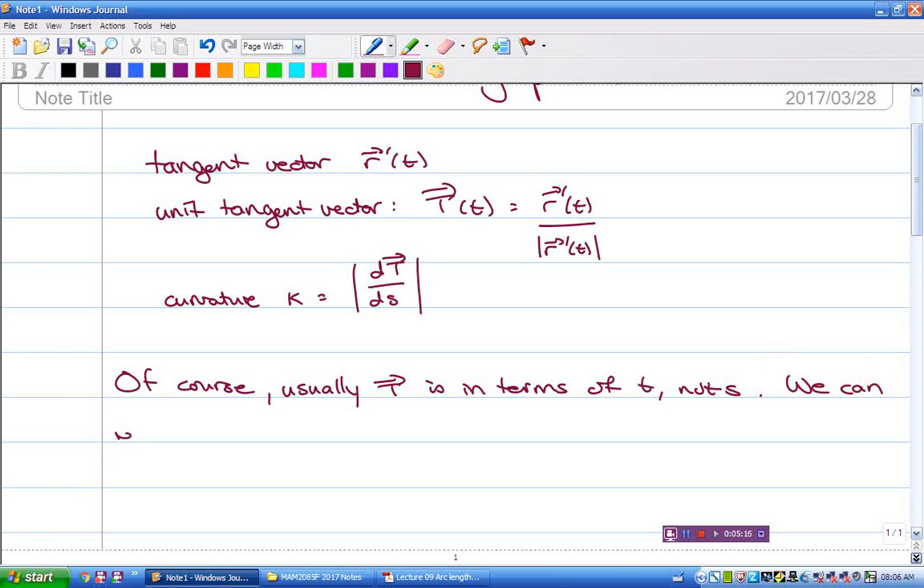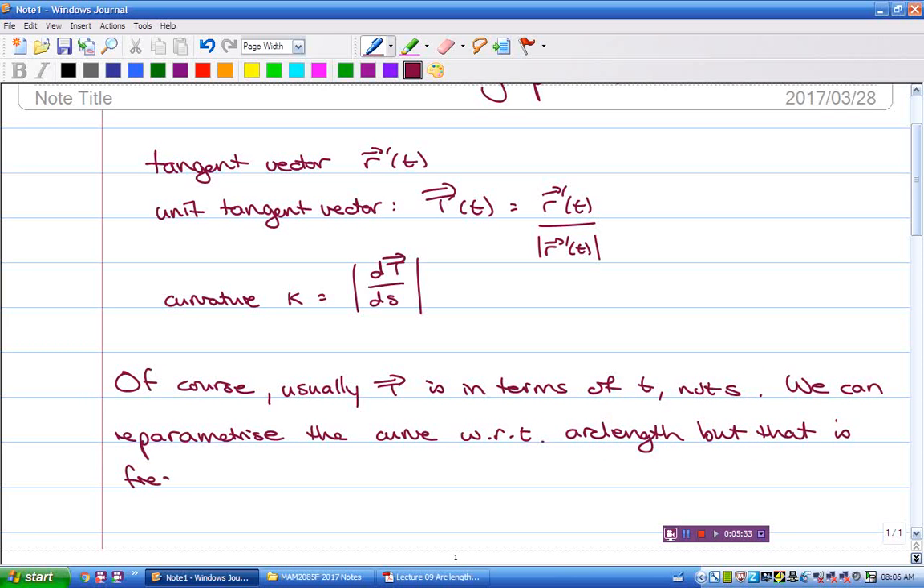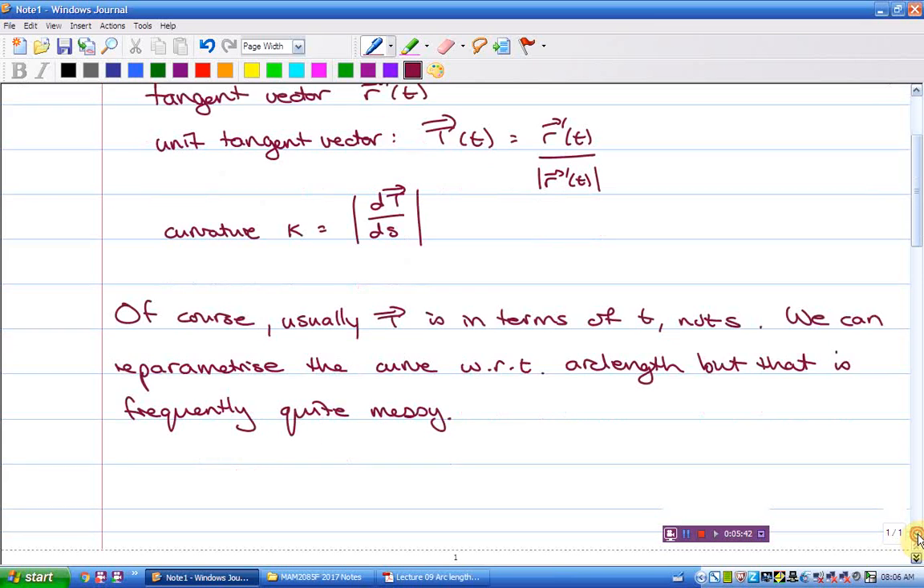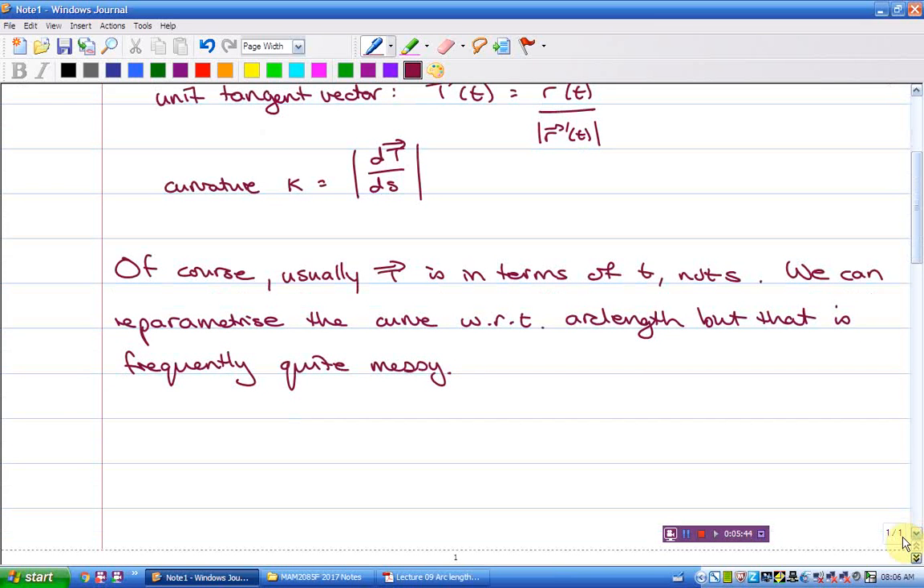We can reparameterize the curve with respect to arc length, but that is frequently quite messy. Fundamentally, it ends up being quite hard labor to do.